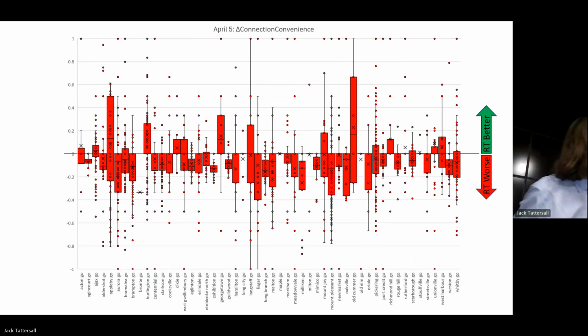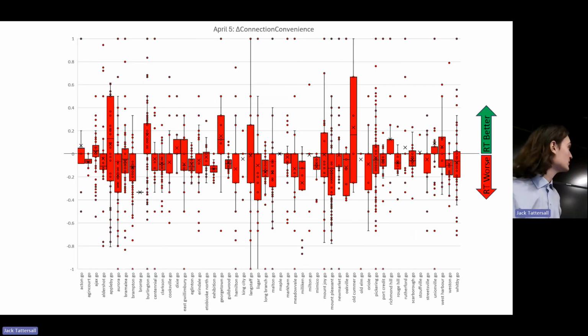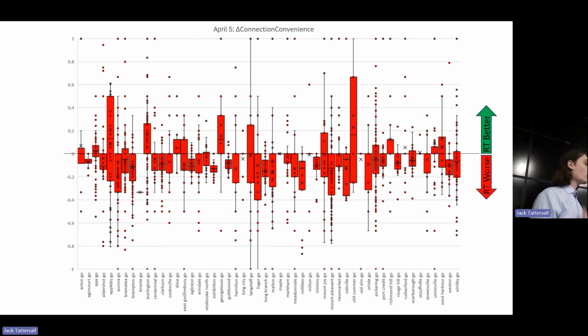Also, take a look here. I worked out a delta connection convenience to capture how connection convenience scores compare between the scheduled connection convenience under GTFS schedules and the real-time connection convenience that actually occurred, based on real-time bus tracking from the transit agencies in the GTHA. I should note, excluding Milton and Oakville Transit, they do not track their buses in real time, or at least not in a way that we can read. That was the data we used for that.